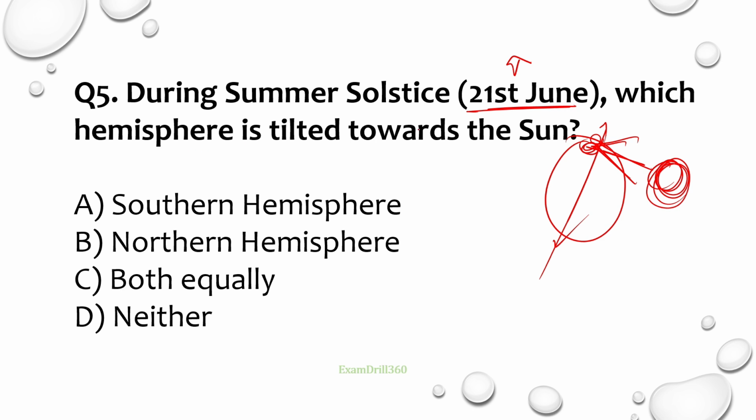During summer solstice, which hemisphere is tilted towards the Sun? Obviously the northern hemisphere. Only if it is tilting towards the Sun is it receiving more sunlight. Clear?